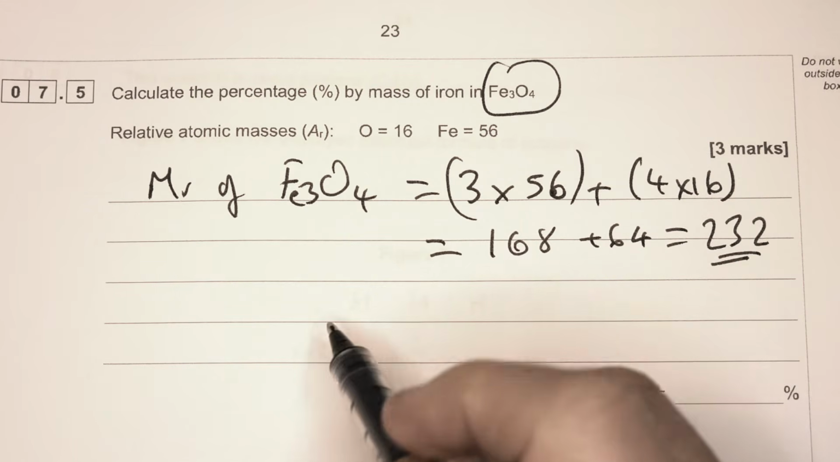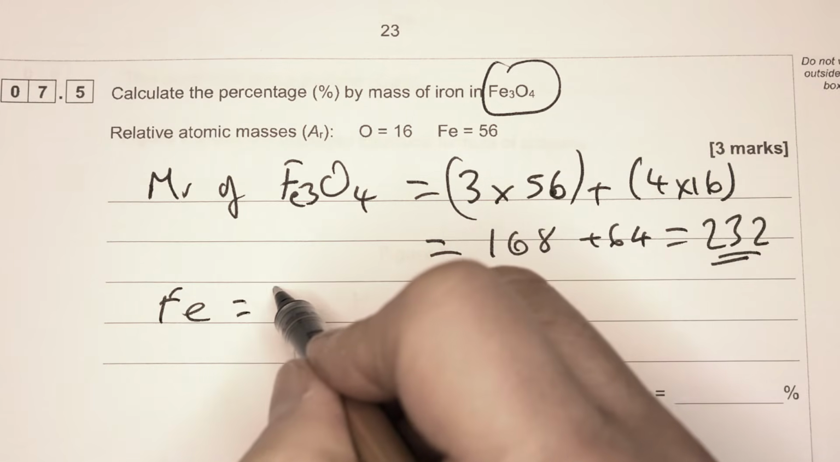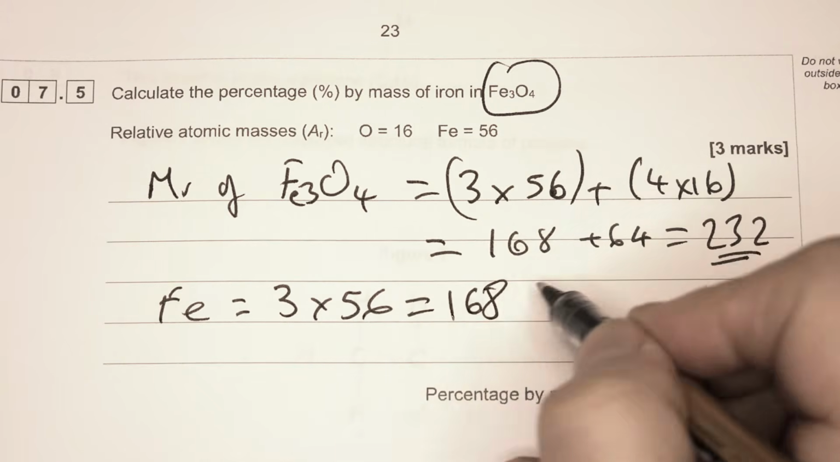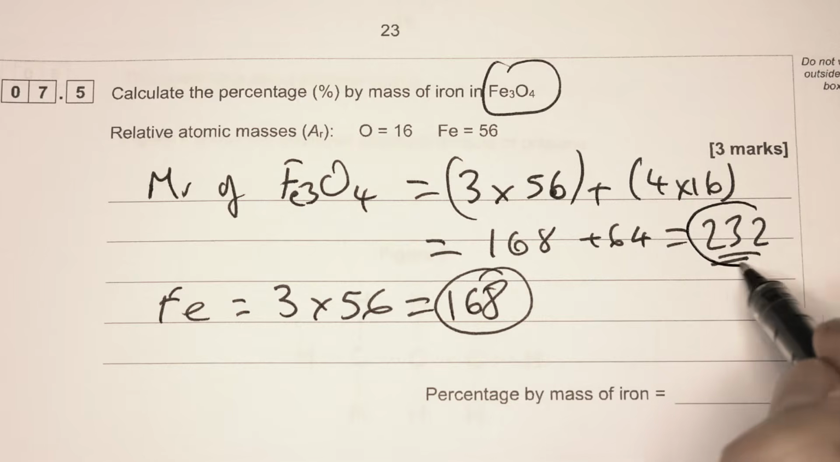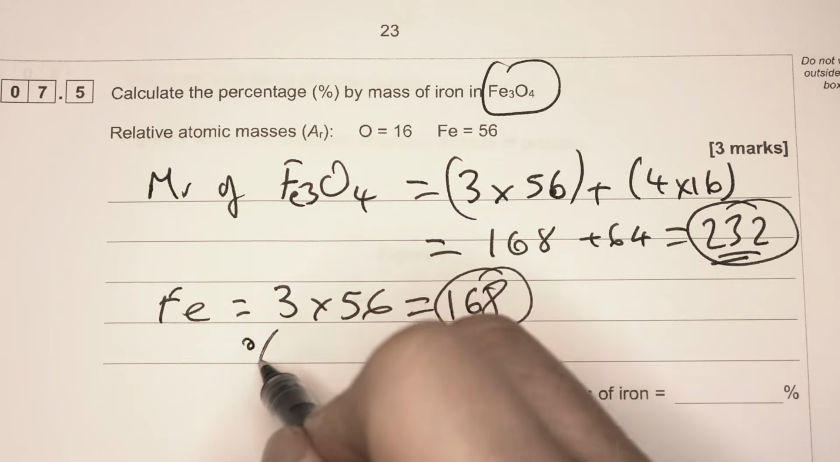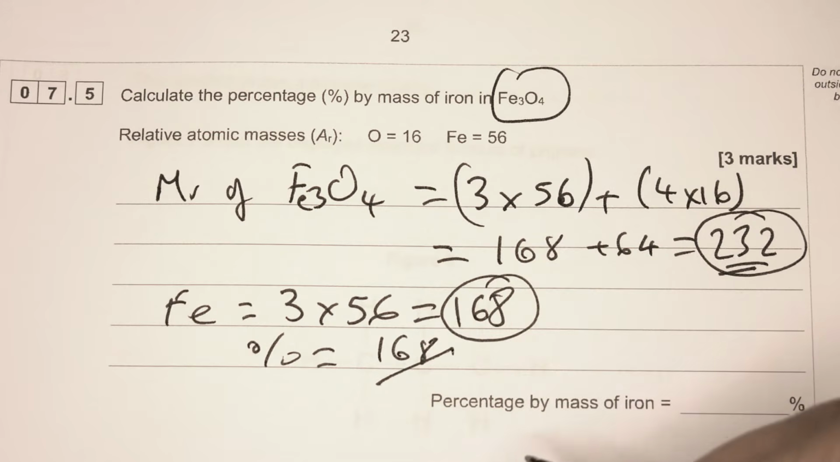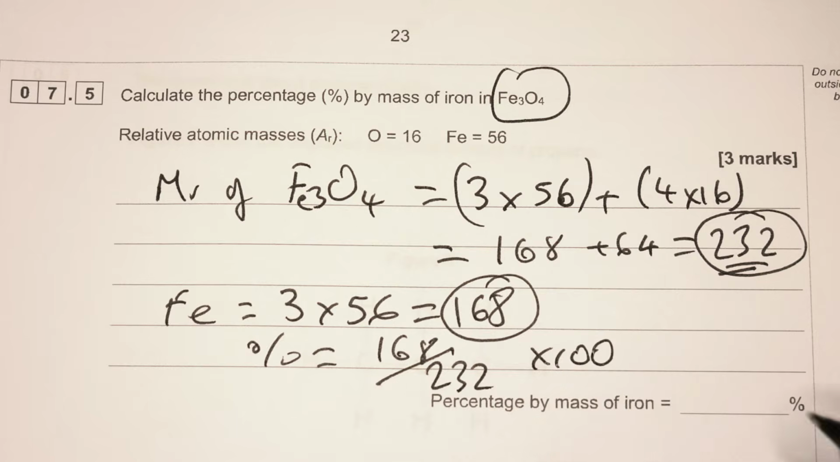Now the iron part of it, we've got 3 irons, is going to be 3 times 56, which is 168. So we want to know what is 168, the iron part, compared to the whole formula. So we do the small number, which is 168, divided by the big number, 232, times 100 to get it as a percent, and that comes to 72.4%.